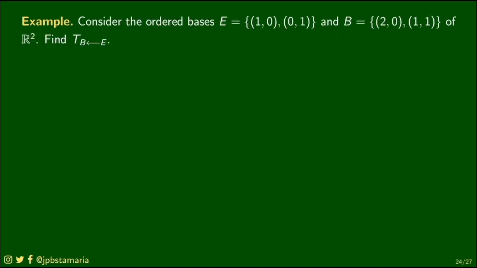So to illustrate the definition, let me use this previous example. We have 2 bases, E and B. E is the standard one, B is an invented basis for R2. So let's find the transition matrix from E to B. How do you do that?